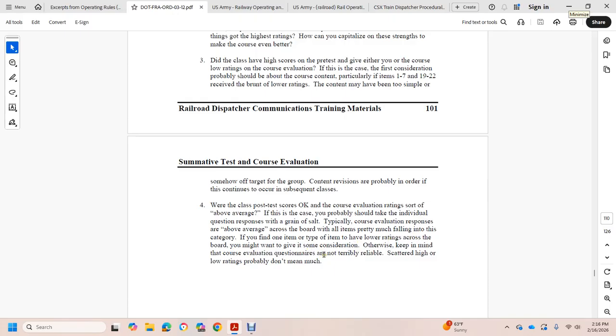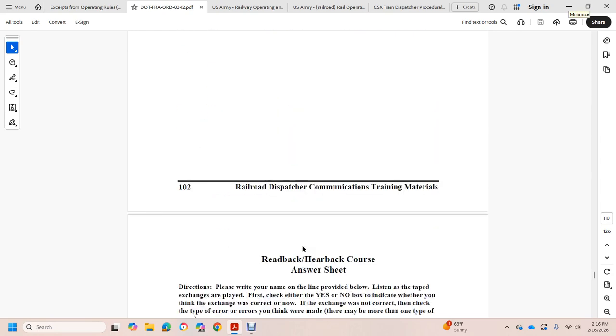Otherwise, keep in mind that course evaluation questionnaires are not terribly reliable. Scattered high or low ratings probably don't mean much.